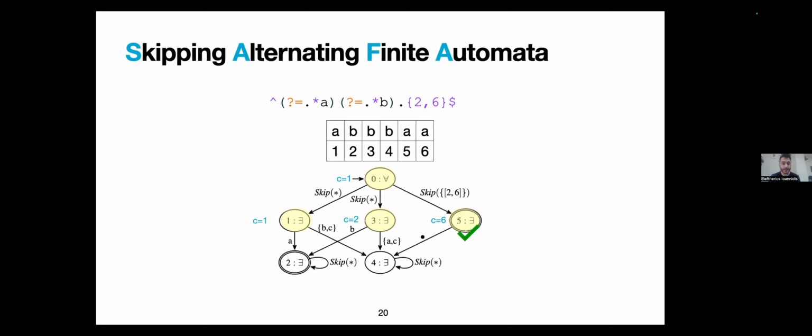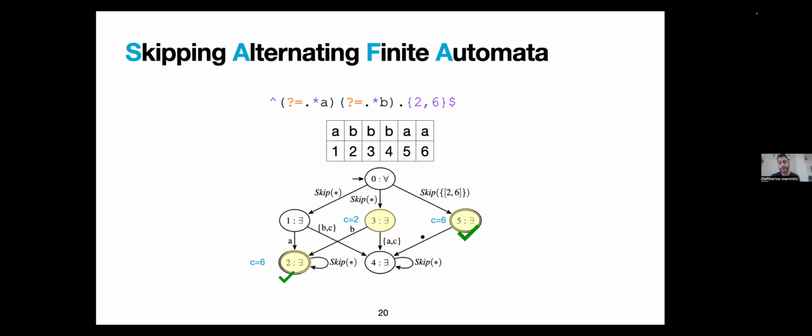Let's see. We start at state 1 with the cursor at position 1. We consume the A, which is at cursor position 1. That bumps the cursor by 1, and that puts us in state number 2. State number 2 is an accepting state with a skip self loop that allows us to, as I said earlier, pick any future cursor to skip to, and we will pick cursor number 6, which is the last cursor, and that puts us again in an accepting state with the last cursor of the string, so we accept.